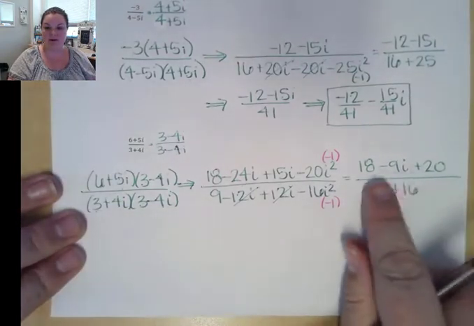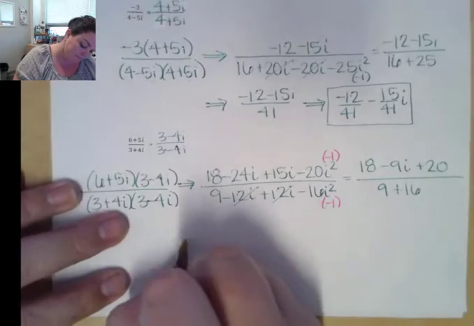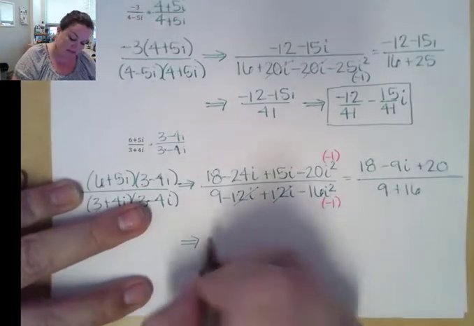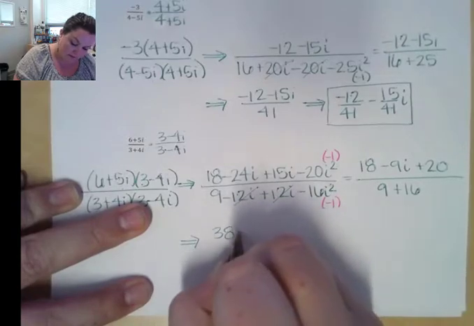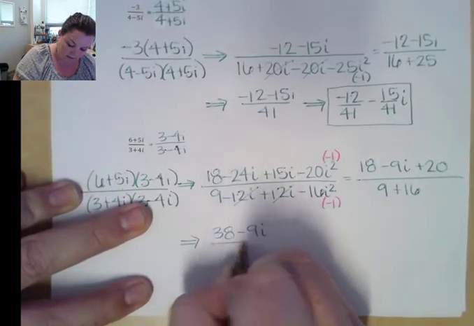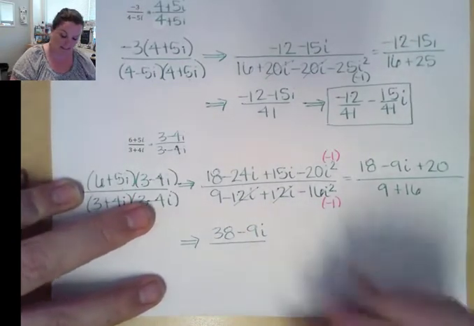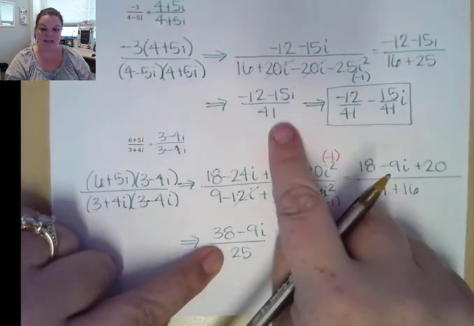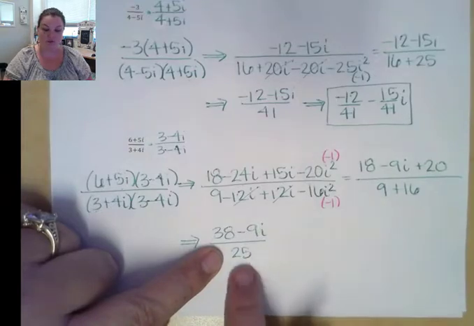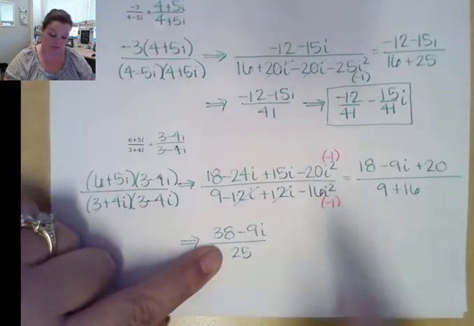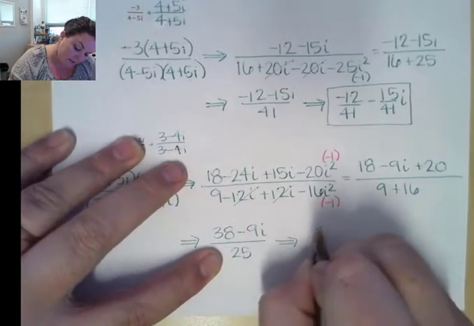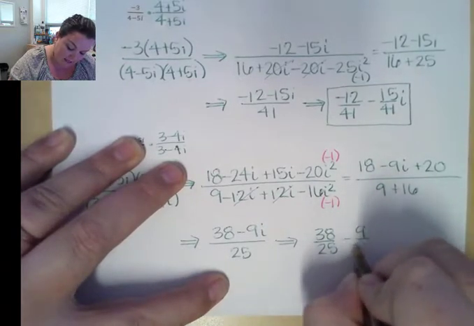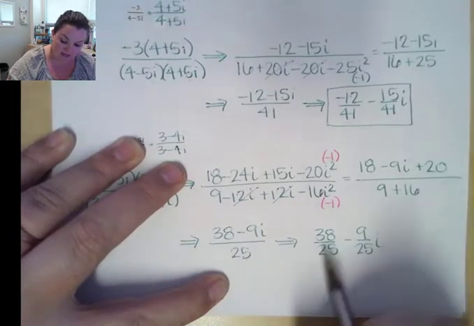So I'm going to go ahead and combine the numbers on top and bottom. So on top, 18 and 20 gives me 38 minus 9i, all over 9 and 16 gives me 25. Okay? And then just like the last one, I want to go ahead and break it up into two distinct terms, right? So this is going to be 38 over 25 minus 9 over 25i.